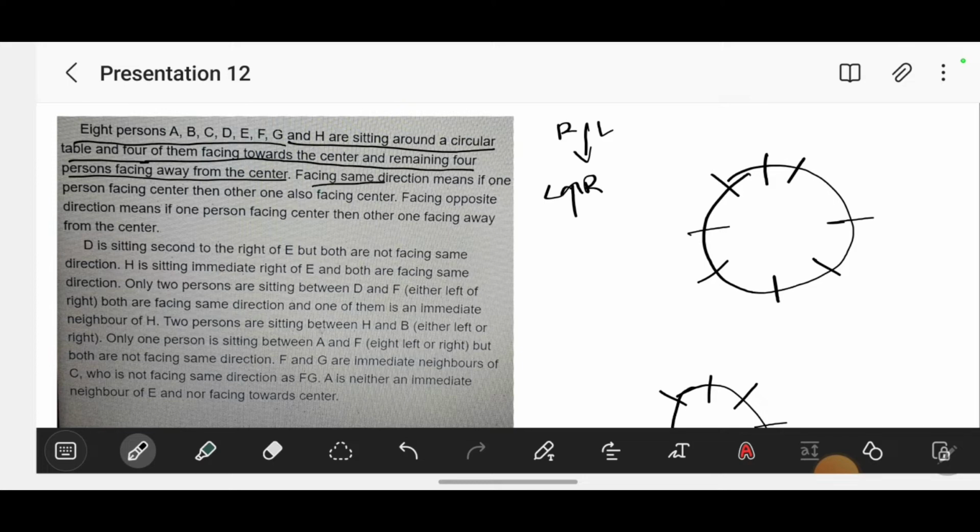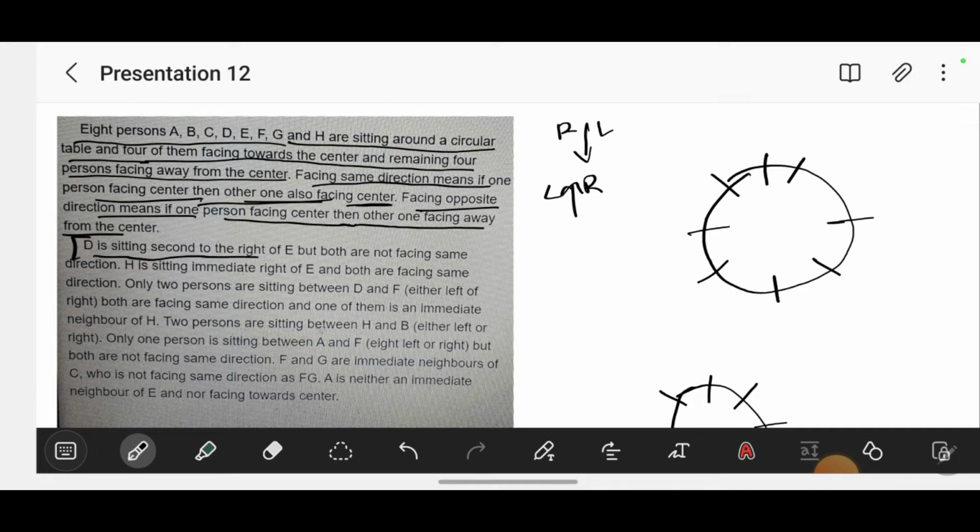Facing the same direction means one is facing the center and the other is also facing the center, and facing opposite means one faces the center, then the other faces away from the center. Right? Next question starts from here.